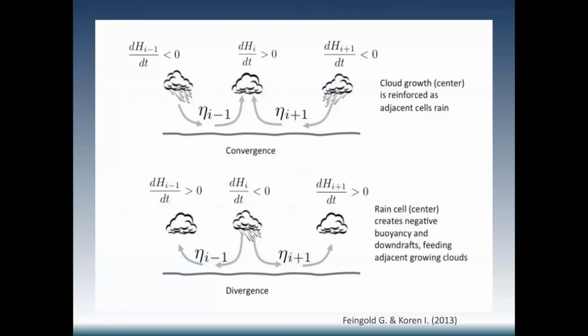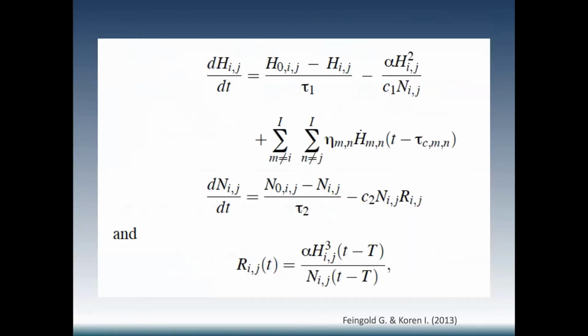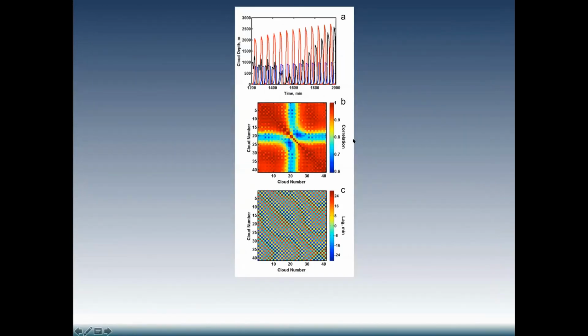So we created a way of coupling the clouds, and we added a coupling factor. So the clouds are affected by the state of their neighbors. And we created kind of a Kuramoto spring. So we have many springs.